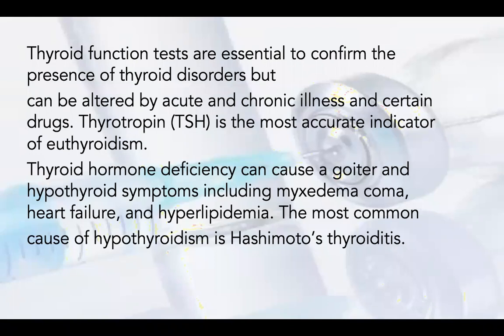Thyroid function tests are essential to confirm the presence of thyroid disorders, but can be altered by acute and chronic illness and certain drugs. Thyrotropin is the most accurate indicator of euthyroidism. Thyroid hormone deficiency can cause a goiter and hypothyroid symptoms, including myxedema coma, heart failure, and hyperlipidemia. The most common cause of hypothyroidism is Hashimoto thyroiditis.